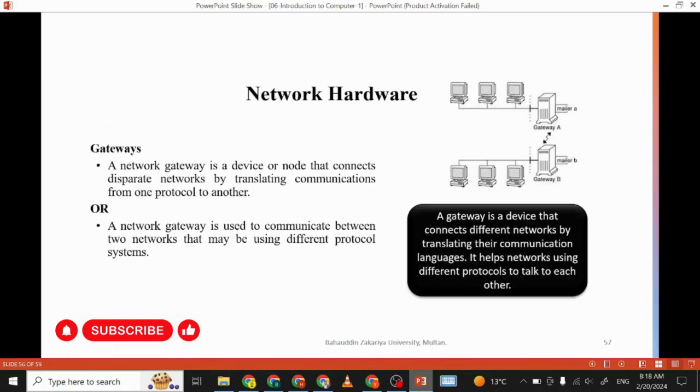Network hardware. Gateway. A gateway is a device or node that connects disparate networks by translating communications from one protocol to another. A gateway is a device that connects different networks by translating their communication language. It helps networks using different protocols to talk to each other.